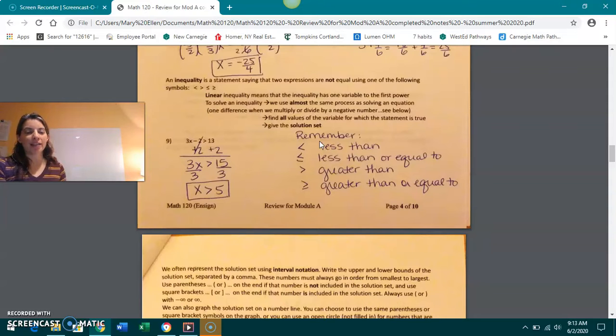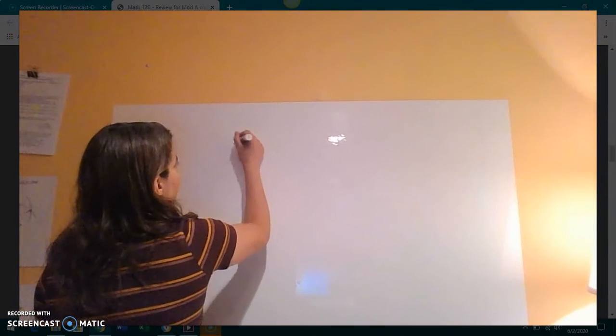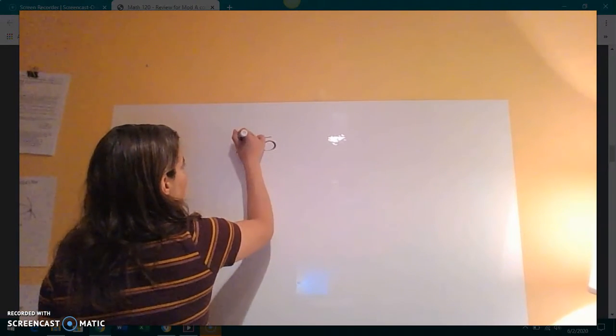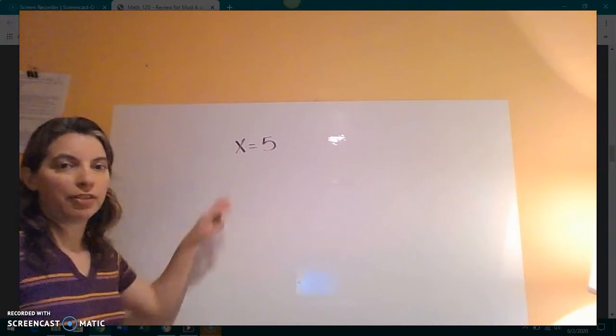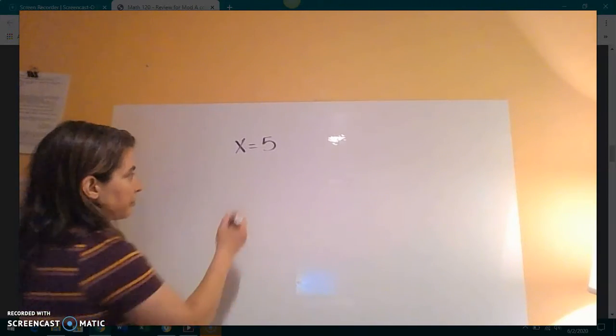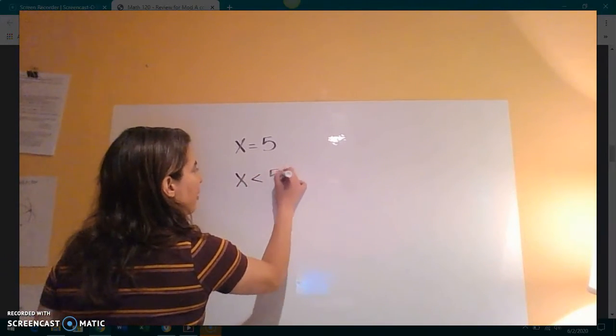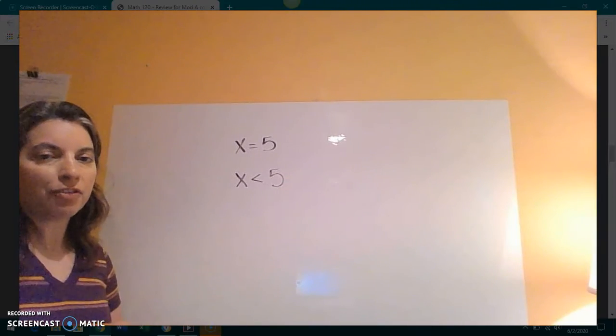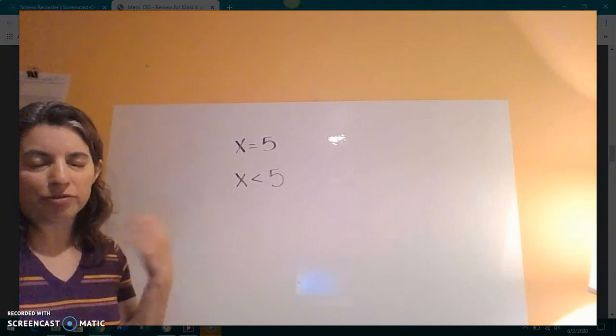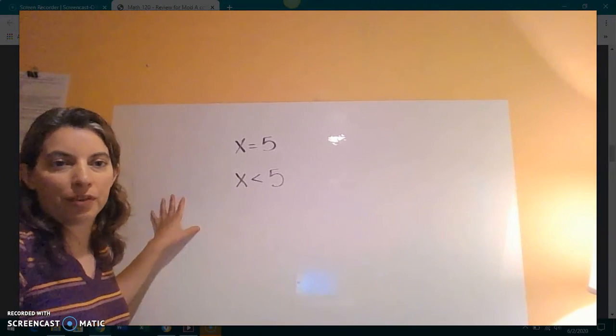So if I said x equals 5, let's see. Switch to the whiteboard for just a second. If I said x equals 5, like in an equation, then 5 is the only value of x that would make that true. If I said x is less than 5, then there are an infinite number of numbers that would make that true. 4 and 3 and 0 and negative 27.